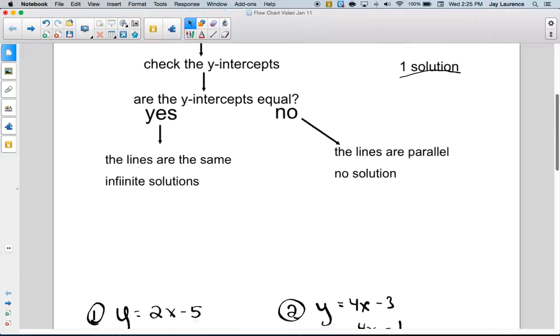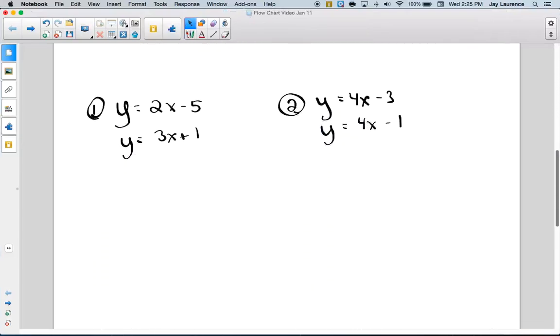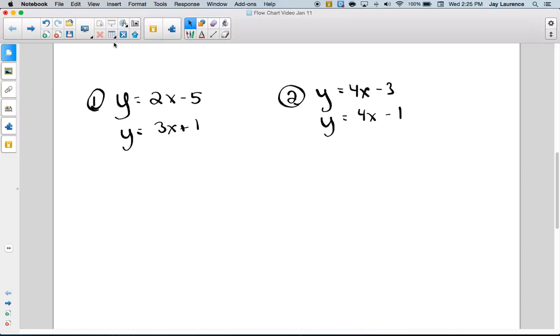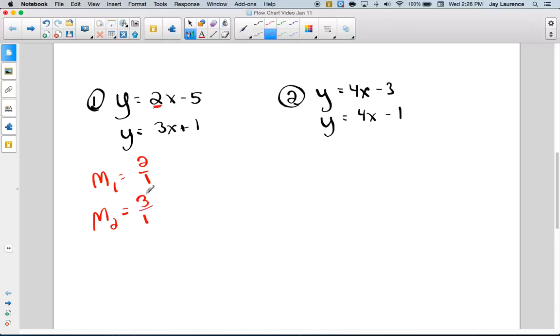So let me come down here to problem number one. There's my system. Both equations are in slope-intercept form. Yay for me, because that means I have less work to do. And I'm going to find the slope of the first equation, and it looks like that's going to be 2 over 1, or 2, right? y equals mx plus b. And the slope of the second equation is going to be 3 over 1. Okay, and so therefore the slopes are different.